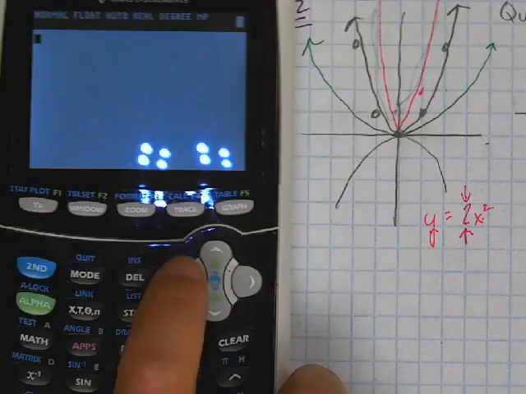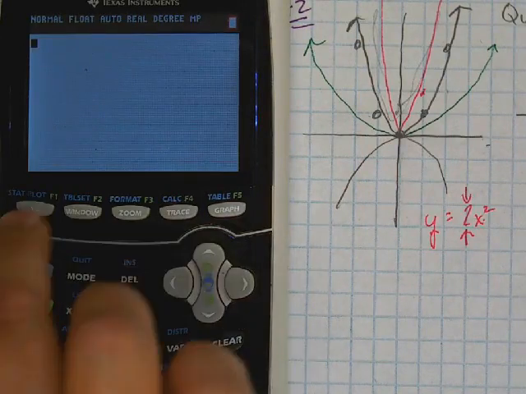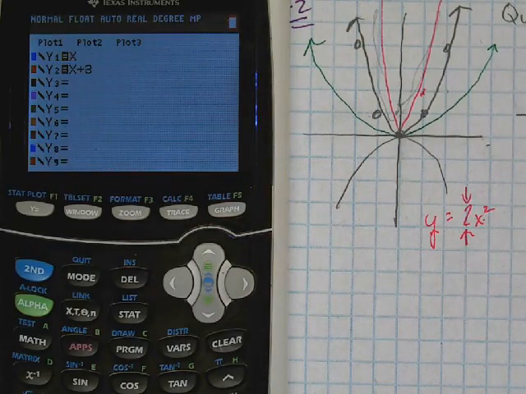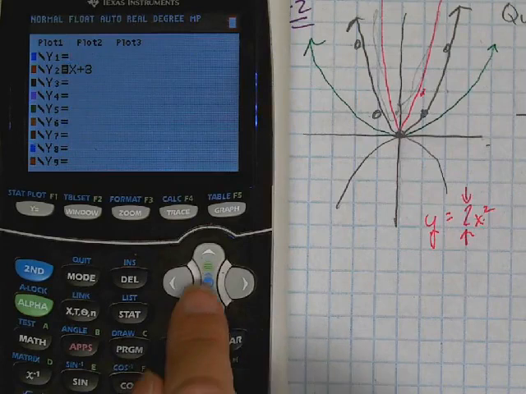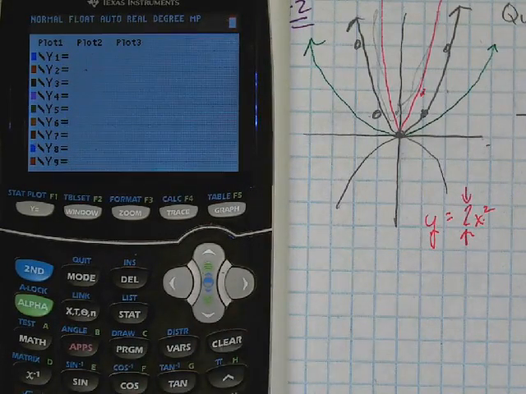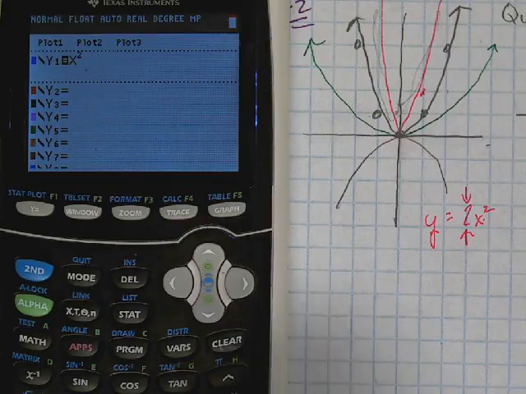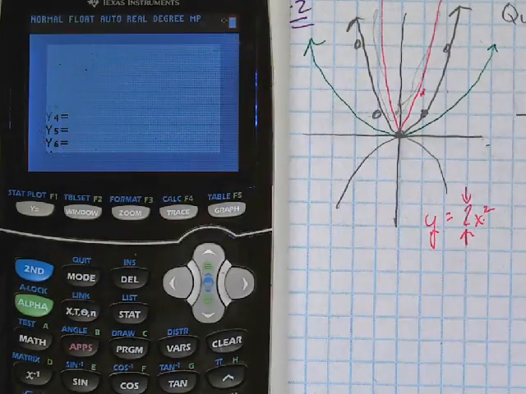So I'm going to go to the other side of the paper here. So to type in x squared, I'm going to push y equals so that I can type in an equation. I'm going to clear out the things that I have on there right now. And I'm going to type in x squared. So x, and then the square button. And this should draw a parabola.